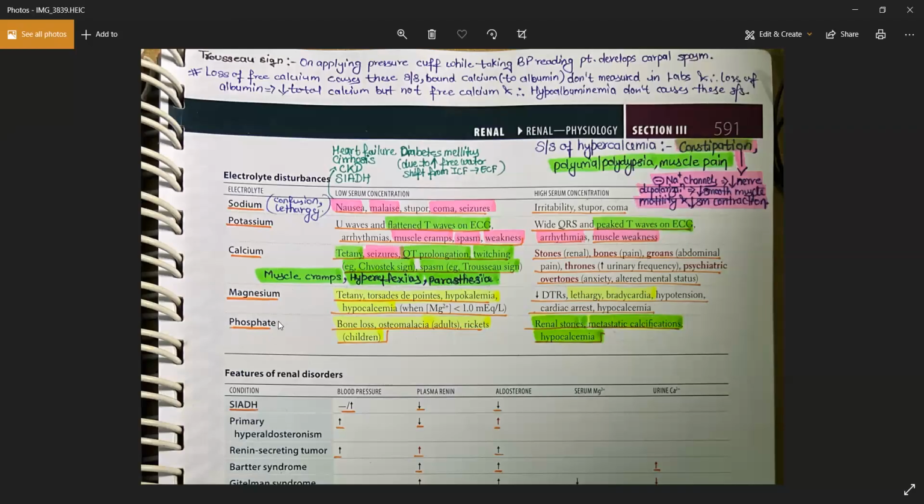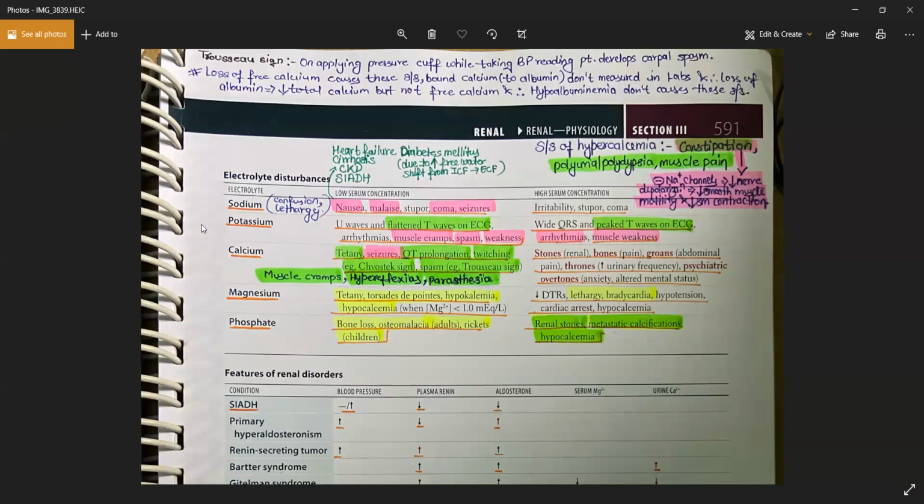Phosphate you require for the bone formation. If you're having a low phosphate, you will lose bone mass. You will have bone loss, bone pain, osteomalacia, rickets can happen. With a high phosphate level, calcium phosphate stones can form. You will have metastatic calcifications, because you guys know, whenever you have chronic kidney failure, I told you that all this phosphate will combine with the calcium, right, and start depositing on the tissues. So this metastatic calcification can happen, and you will get a hypocalcemia because all of this phosphate will combine with the free calcium. So these are all the symptoms of different electrolyte imbalances.